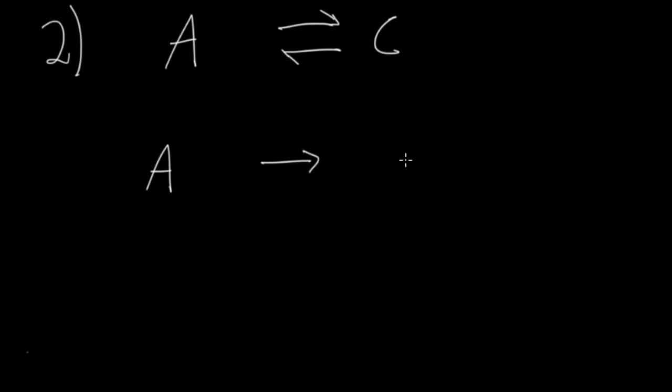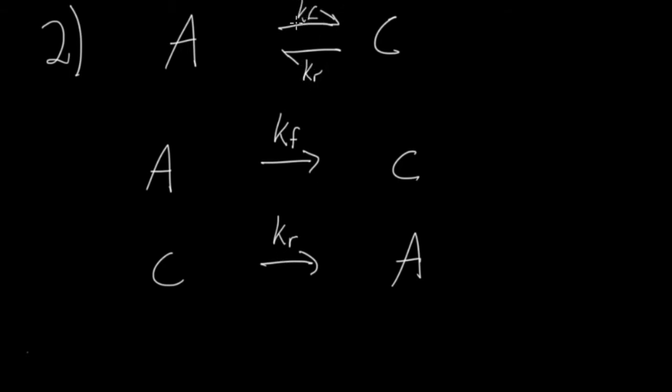Consider now adding in the reverse reaction. So a second example, A goes to C, but also C can go back to A. So in this case we have effectively two reactions. A goes to C, and C goes to A. So we're going to define the coefficient of proportionality as K forward, K subscript F, K reverse, K subscript R, or up here KF, KR, like so.